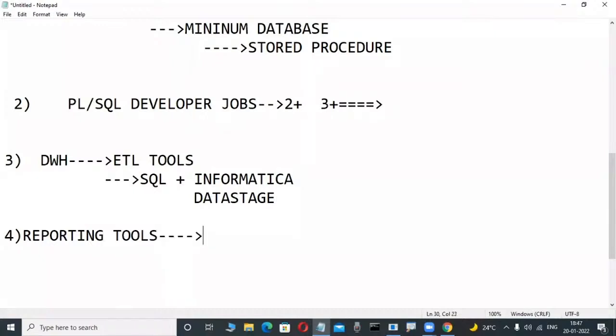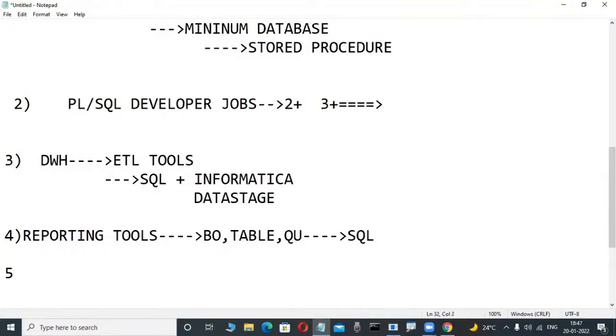Suppose in Oracle, there are BOS and OBI. Nowadays there are also tools like Tableau and QlikView. With these tools it is easy, and to get these jobs, minimum basic SQL knowledge is required. Those people also learn these courses.